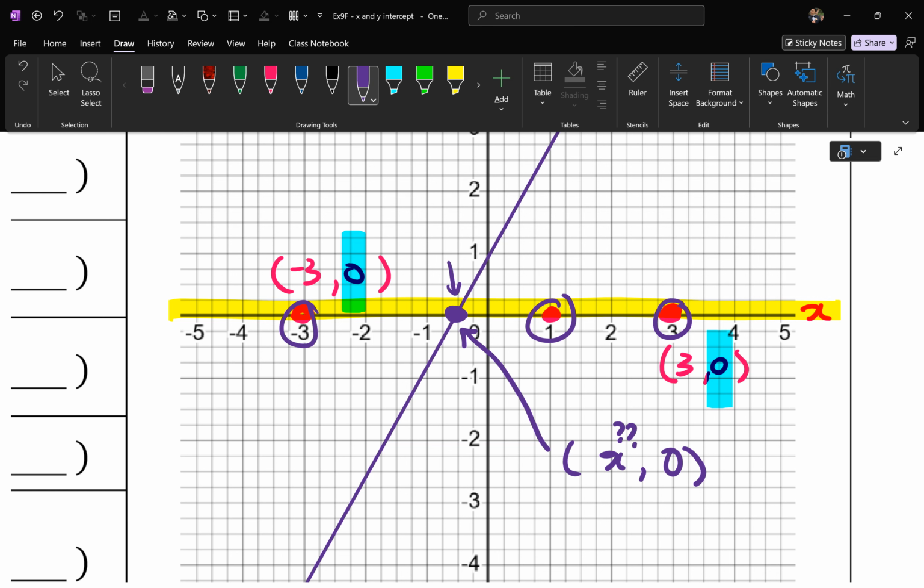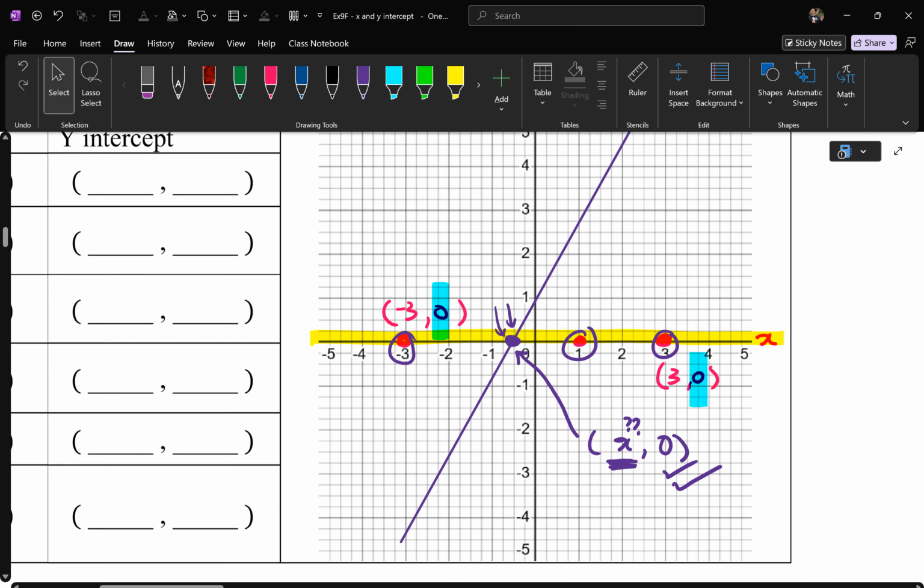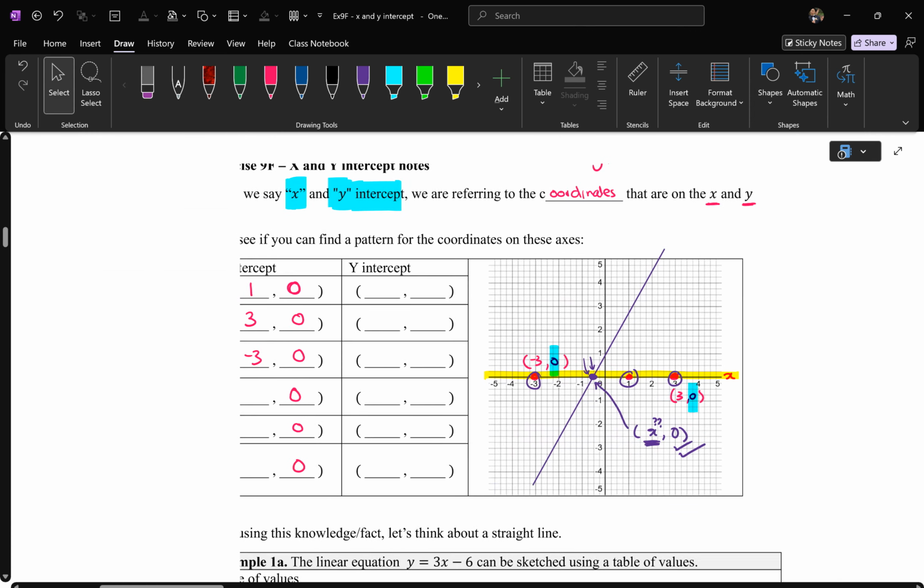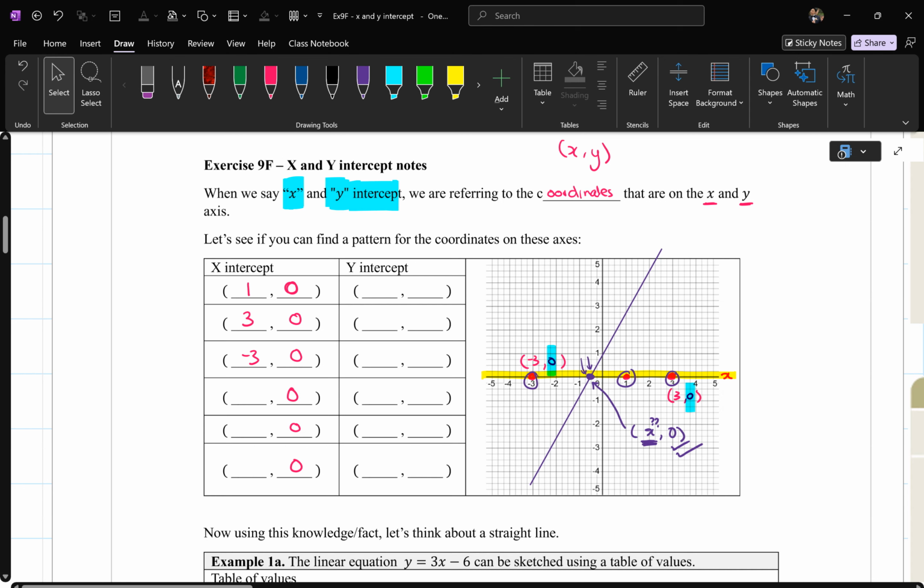Well, where is this one? Kind of estimate it. You can kind of guess it. But you truly don't actually know what the x value is. But what you do know is the y value is 0. Now that's key. Can you write that down? So the knowledge is that for the x-intercept, notice y equals 0.